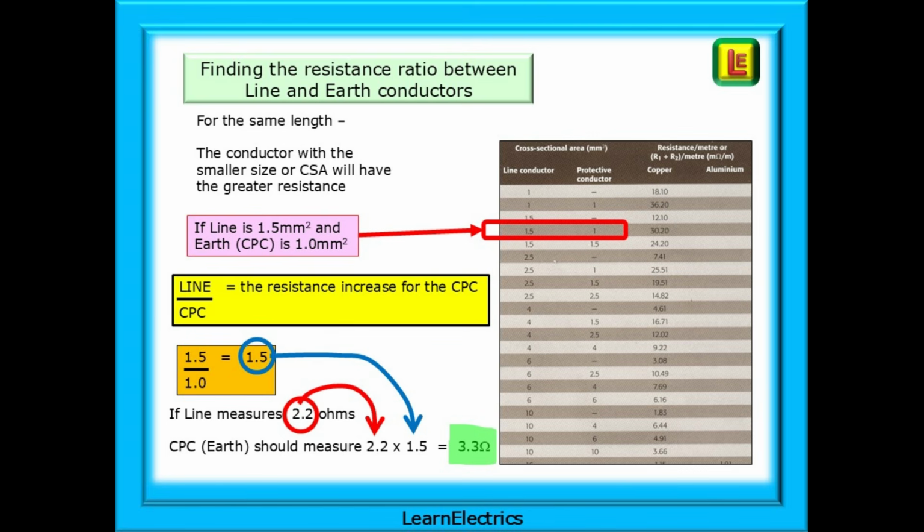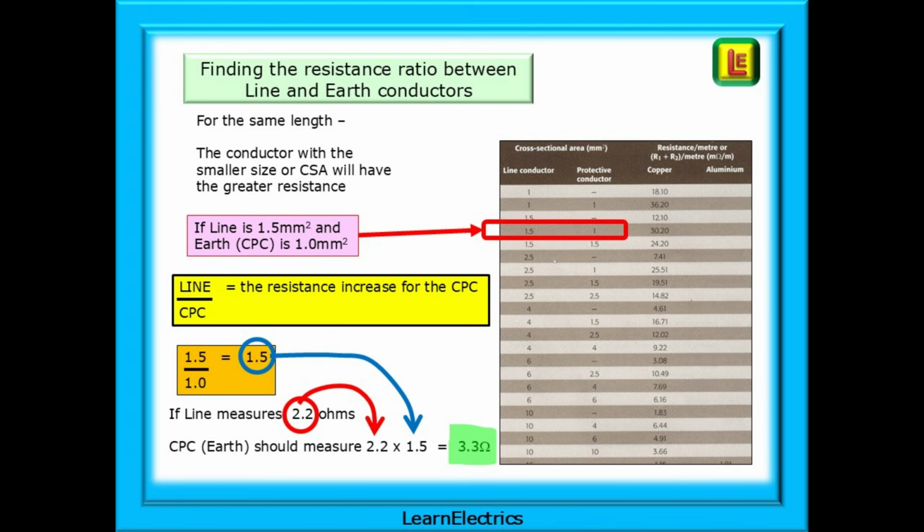The important thing to remember is that the conductor with a smaller size or cross-sectional area will have the greater resistance. The bigger size conductor has the smaller resistance, and if both conductors are the same size, then the resistance should be the same for both conductors. For example, say we have some lighting cable. Line is 1.5 square millimeters and earth is 1.0 square millimeters.